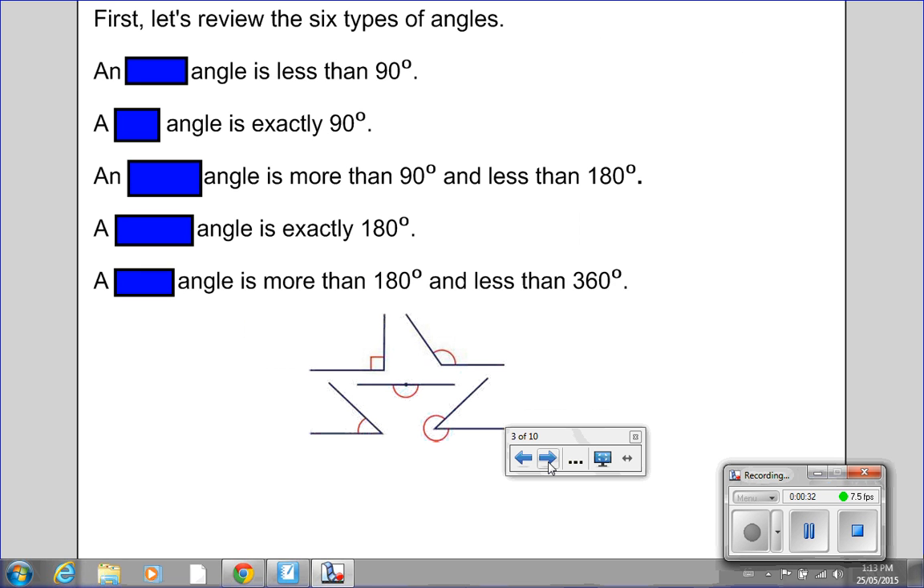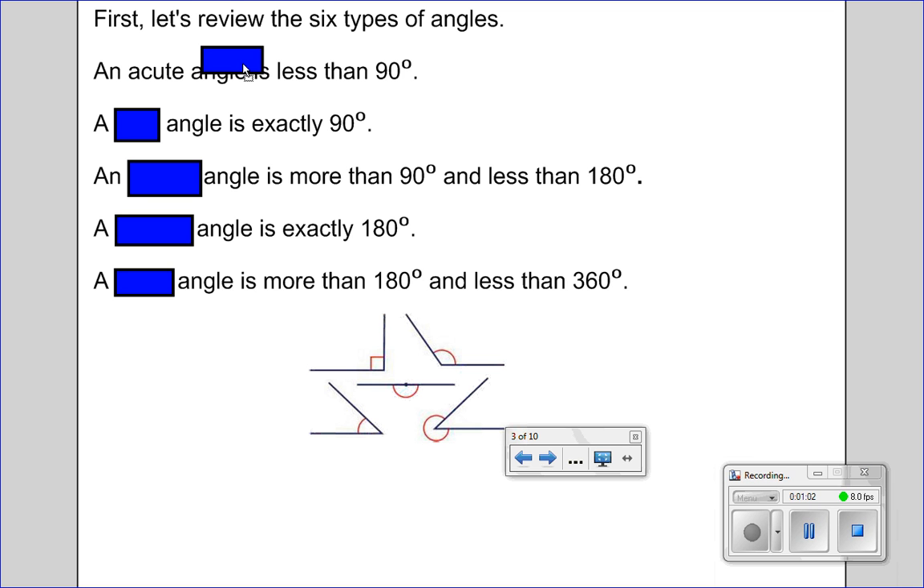First, let's review the 6 types of angles. So what you're going to do is put the video on pause, read each statement, and then decide what the correct term is for each angle. When you hit play, I'll reveal the correct answers, but for now, put the video on pause. All right, let's see how you did.